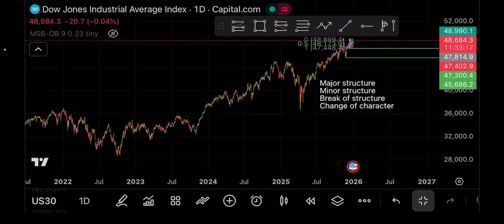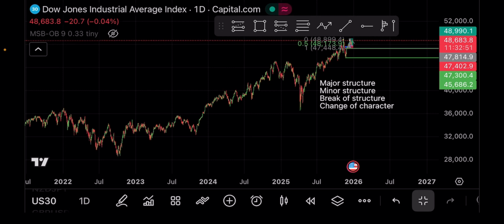What we trade is major structures. Why do we trade major structure? It is easy to spot, and since we trade higher time frames, the lowest we trade is the 1 hour time frame, so it's easy to see all these structures. But when you go down to 15 minutes, 5 minutes, those are minor structures.